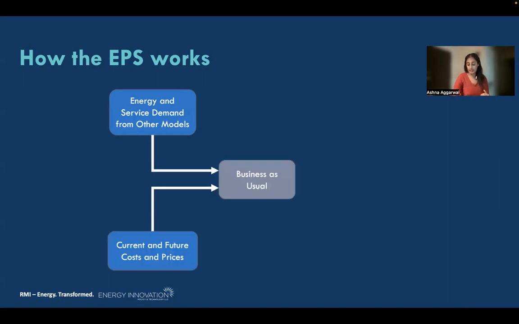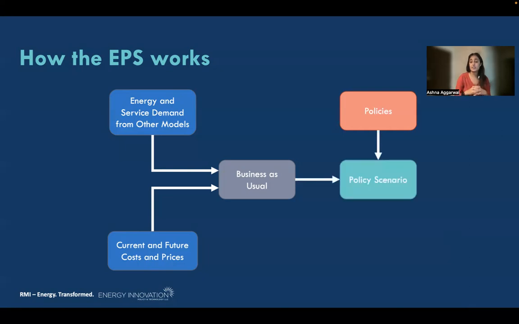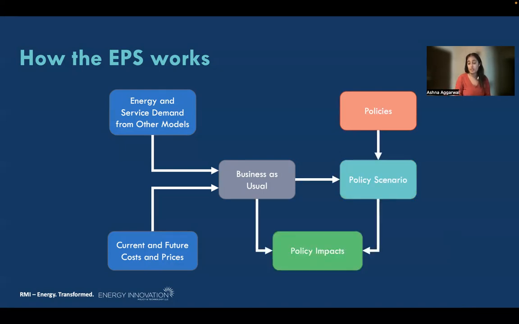These two combine to give a business as usual case. And this is really the model's foundation, calculating what would happen under current macroeconomic trends. After that, the user has the ability to layer on different policies. And when you combine a series of policies, you actually get what we call a policy scenario. Then you can compare the policy scenario to the business as usual and calculate the policy impacts. That's broadly how the EPS works.